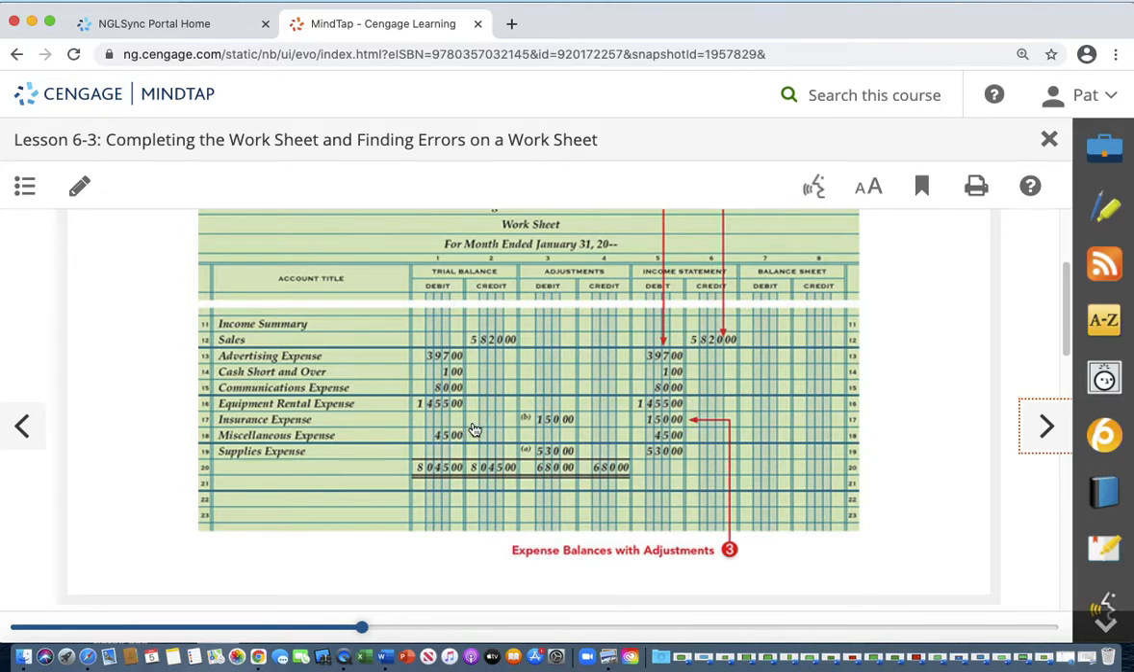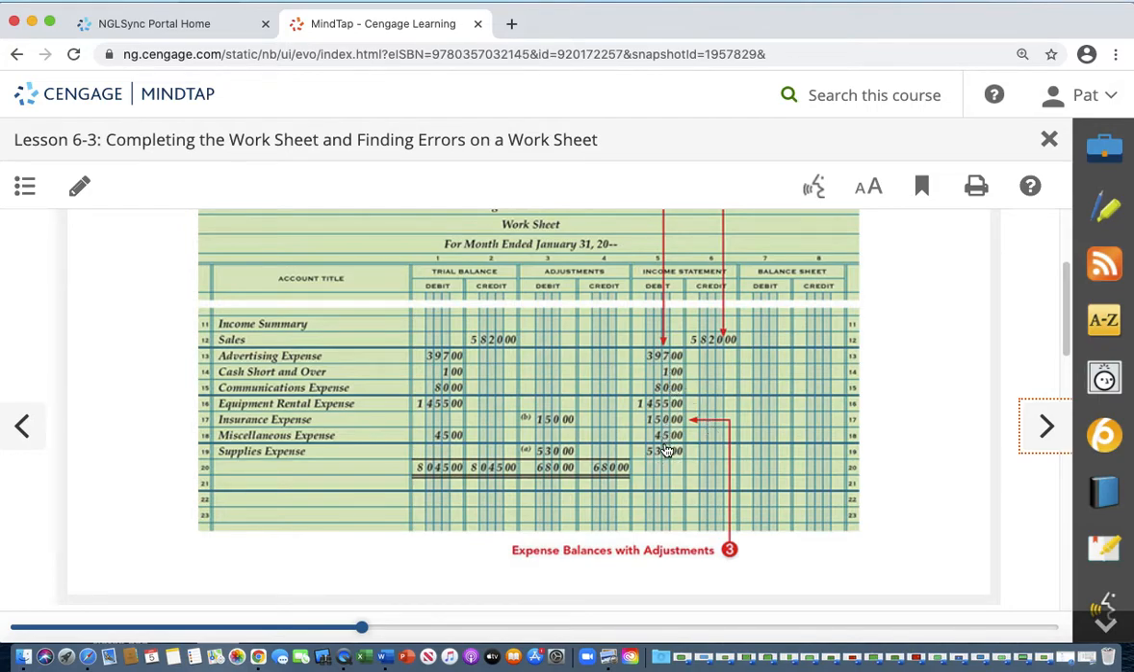Now, here, insurance expense is 0. 0 plus 150 is 150, right? 0 numbers here, but we have 150 in adjustments. So we take that over and put it in there. 45. We have 0 here in the trial balance, but we have 530 in supplies, so we take that over.